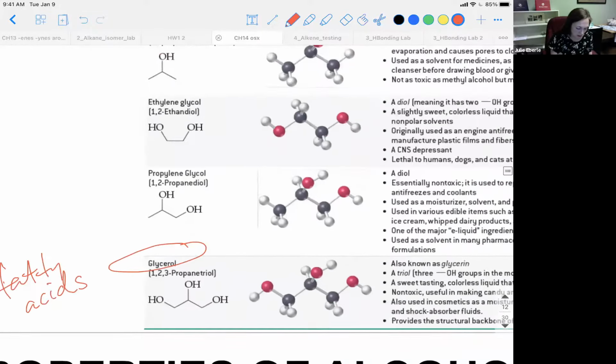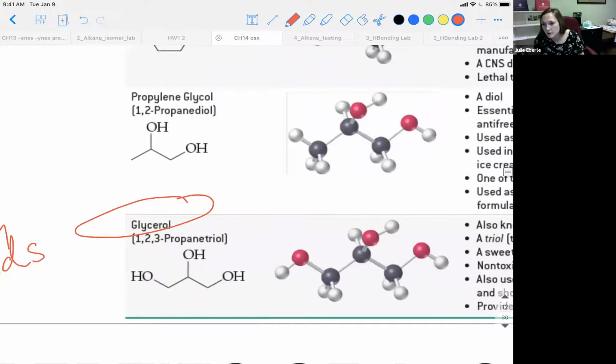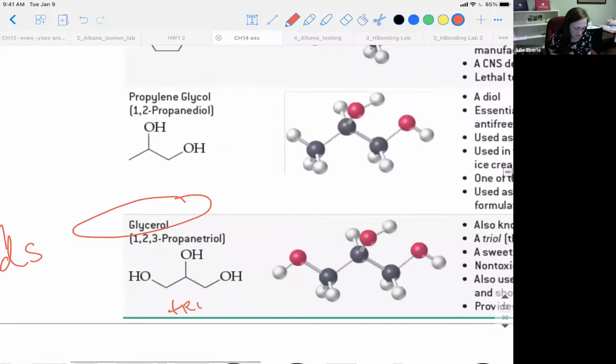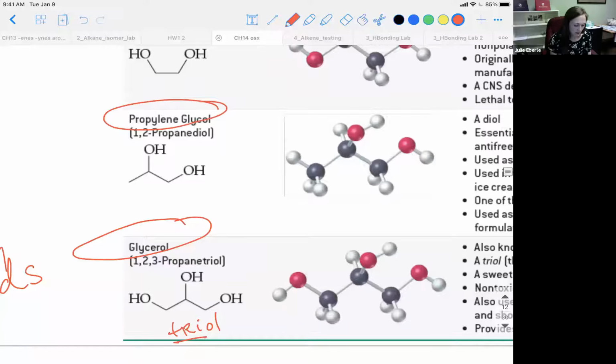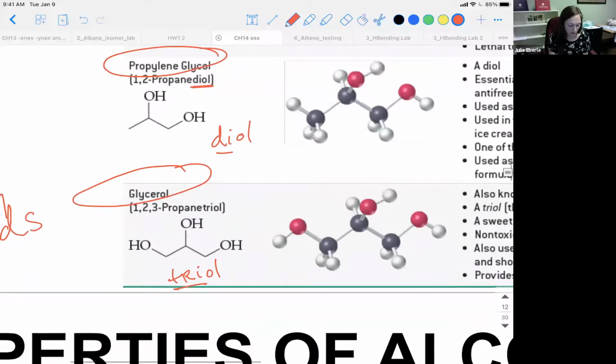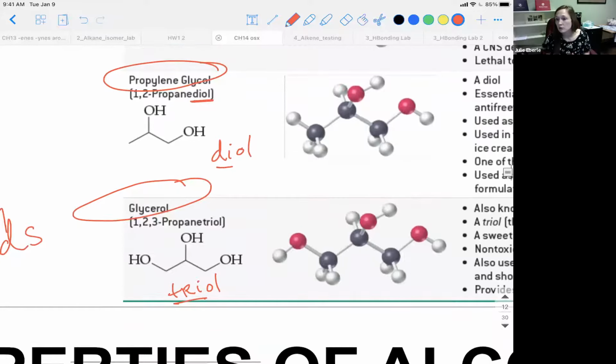Glycerol is important. Now look at glycerol. How many OH groups do we have here? 3. Yeah, so we call this a triol. Tri meaning 3 OH groups. You look at propylene glycol right here. Notice the name ending diol, D-I-O-L. There's 2 OH groups. So the prefix di means 2. The prefix tri means 3. So the more OH groups you have on something, the more polar it is, the more soluble in water it is, the higher the boiling points, because the more hydrogen bonding you can get. That makes sense?